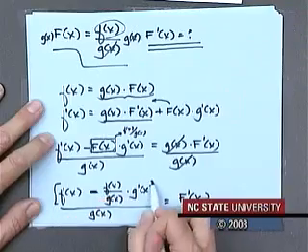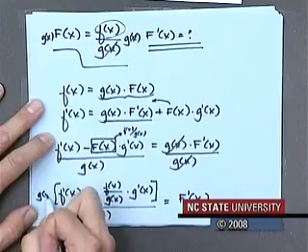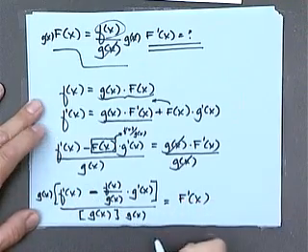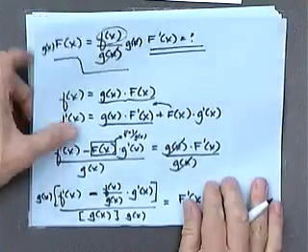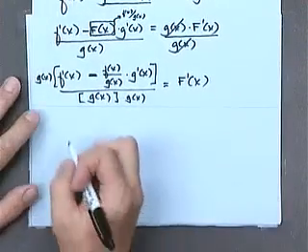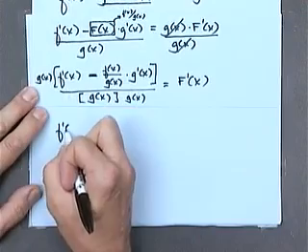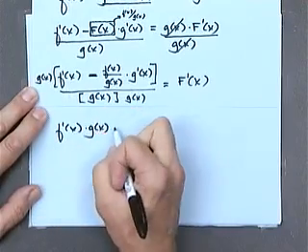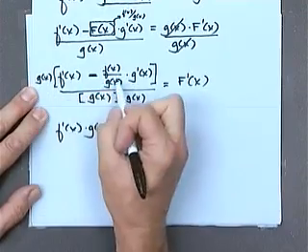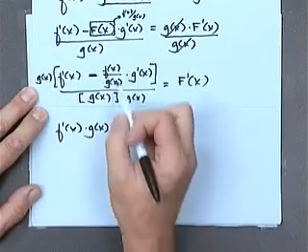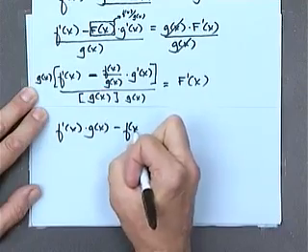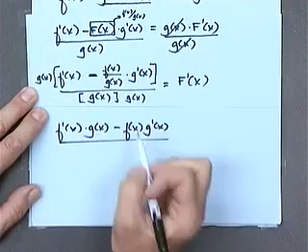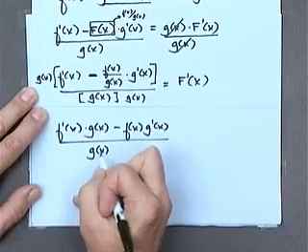Multiply the top by g of x, and multiply the bottom by g of x. So what does that become? That becomes f prime g of x. This g of x and this g of x knock each other out, so we've got f g prime. Down here we've got g of x times g of x.